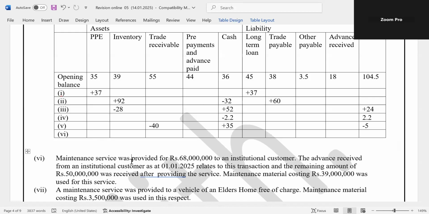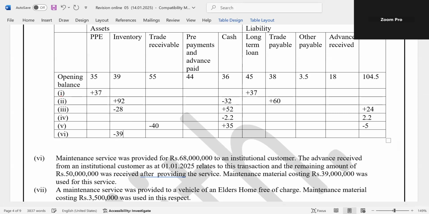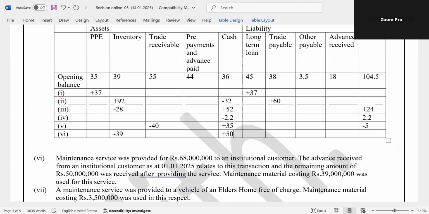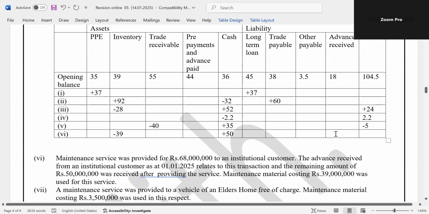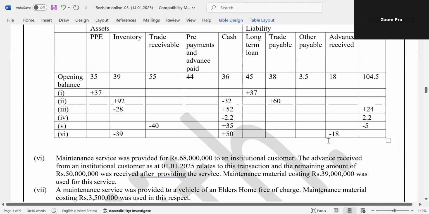Think about the profit effect for equity. First, the maintenance material cost used for that equals 39 million. Therefore, inventory decreases by 39. And cash increased by 50 now. That is the money we receive now. The advance we received earlier is a liability. Now the liability decreases by 18 million. Now this advance disappears after the service is provided.